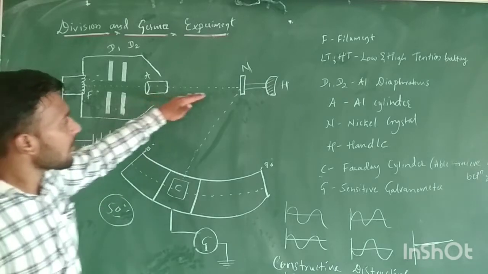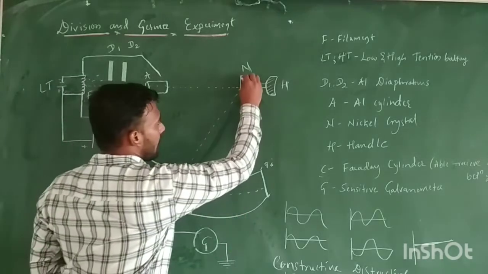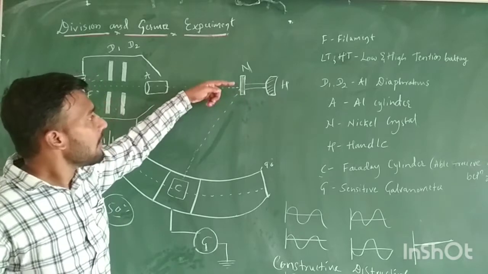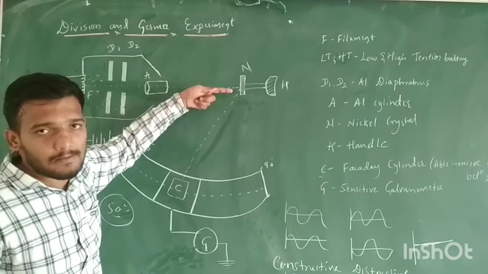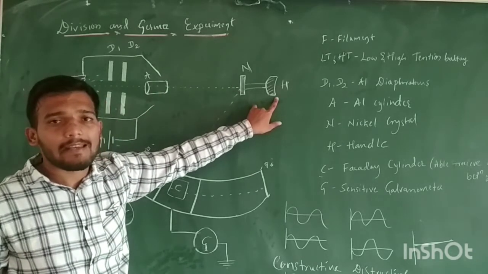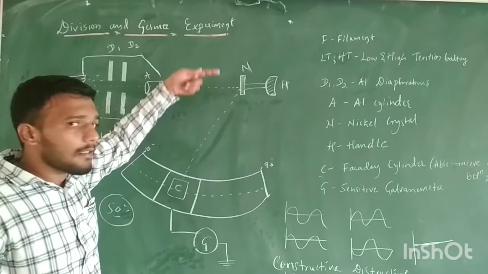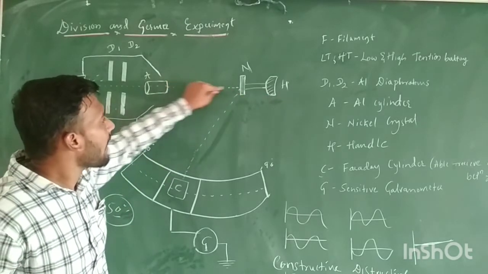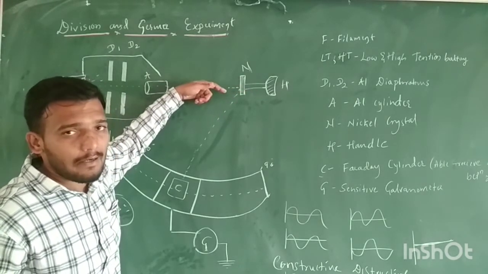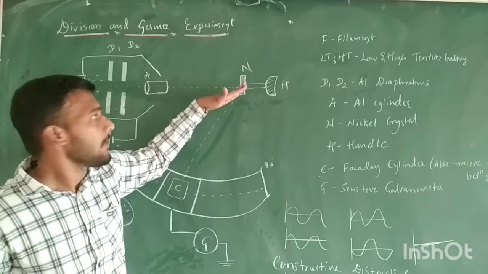This accelerated electron beam strikes the nickel crystal. This nickel crystal can rotate about its own axis. It is connected to the handle H, so it is rotated about its own axis. The rotation axis is parallel to the incident line.